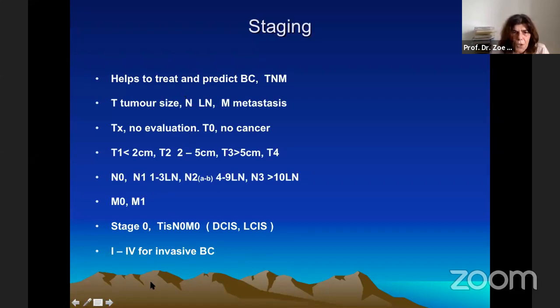This is also a little bit of information in view of the staging. For the in situ ductal carcinoma in situ, we have stage 0. We don't talk about staging. We have grades on ductal carcinoma. And for the invasive tumors, it's stage 1, 2, and up to 4.